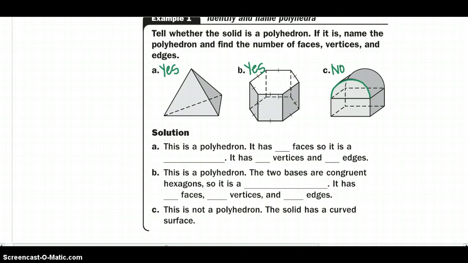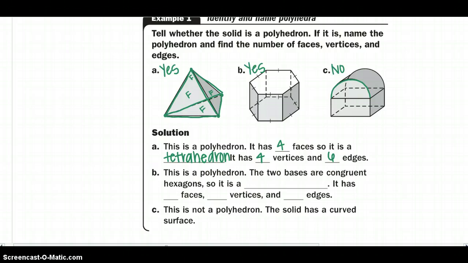So let's now label. So this is a polyhedron, like we said. It has 1, 2, on the back side 3, and 4 faces. So it is a tetrahedron. And it has 4 vertices, so 1, 2, 3, and 4. And it has 6 edges, so 1, 2, 3, 4, 5, and last one is 6.